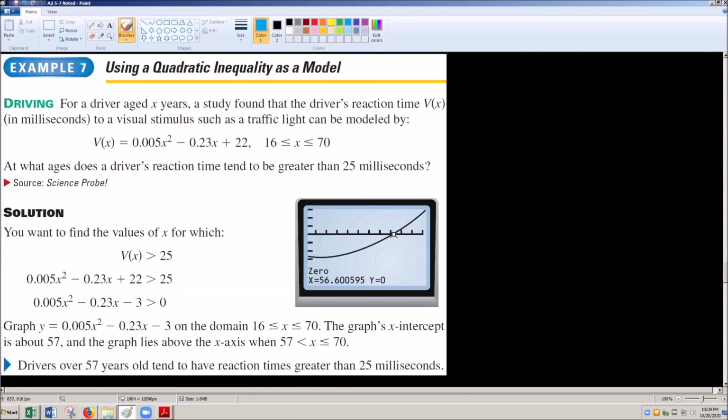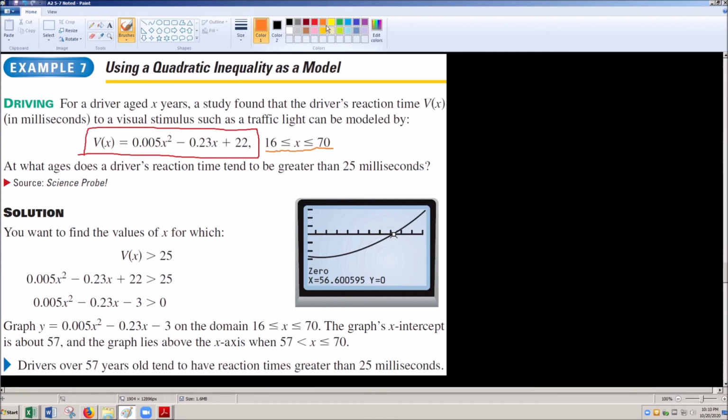Quadratic inequalities can also be used as a model. Basically this is an equation for braking time, or rather, reaction time to a visual stimulus. This is the model, and here are the ages. The ages of drivers are 16 to 70, and we're trying to see at what age a driver's reaction time tends to be greater than 25 milliseconds.